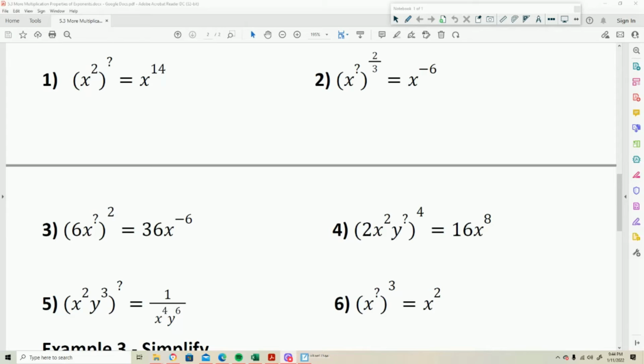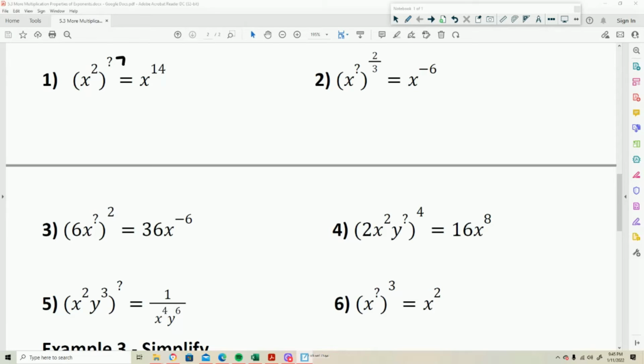Okay, in the next set of examples, we're going to just complete the statement, basically filling in the blank or the question mark here. So in the first one, I've got x to the second raised to some power that gives me the x to the 14. Well, since you're multiplying these two things, that's going to have to be 7. Okay, so the question mark in this case is a 7.